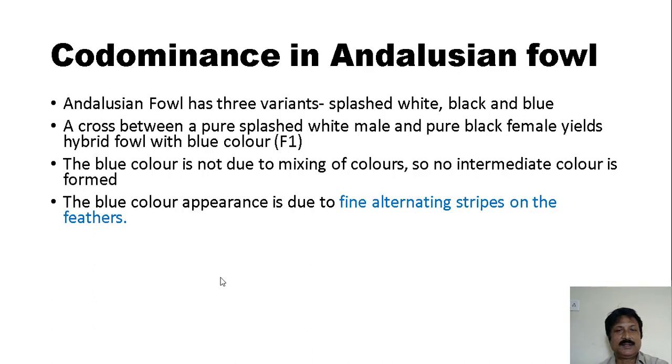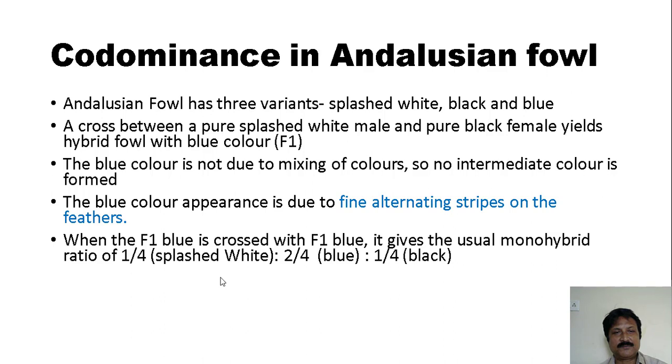What happens here? Both the colors are expressing, so the blue color is due to fine alternating stripes on the feathers. These fine alternating stripes, each stripe is expressed by a particular allele. So here both the alleles are expressing to their total. So there is no mixing, no intermediate, rather each allele is acting separately and forming separate stripes.